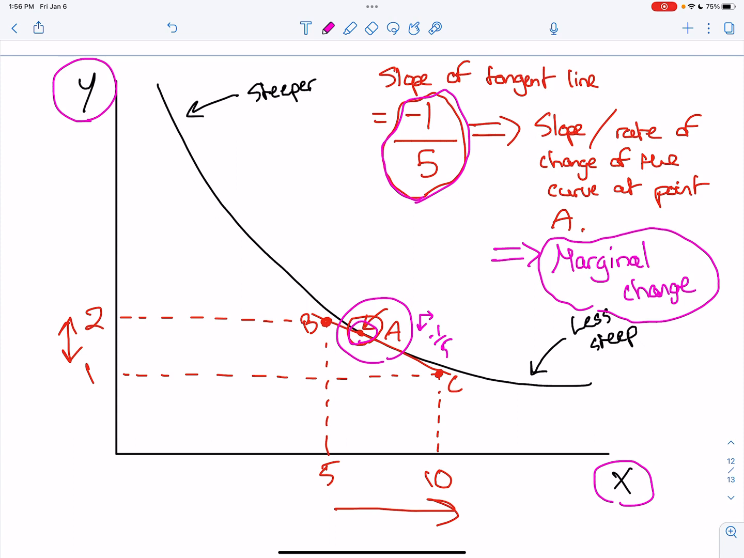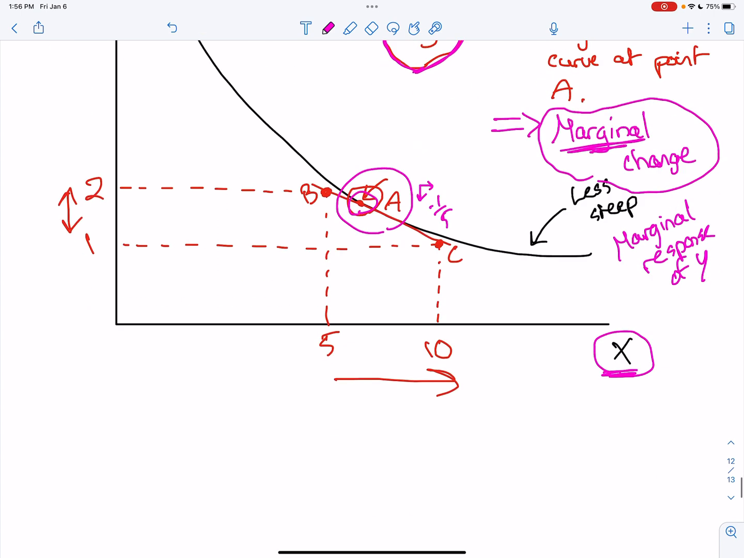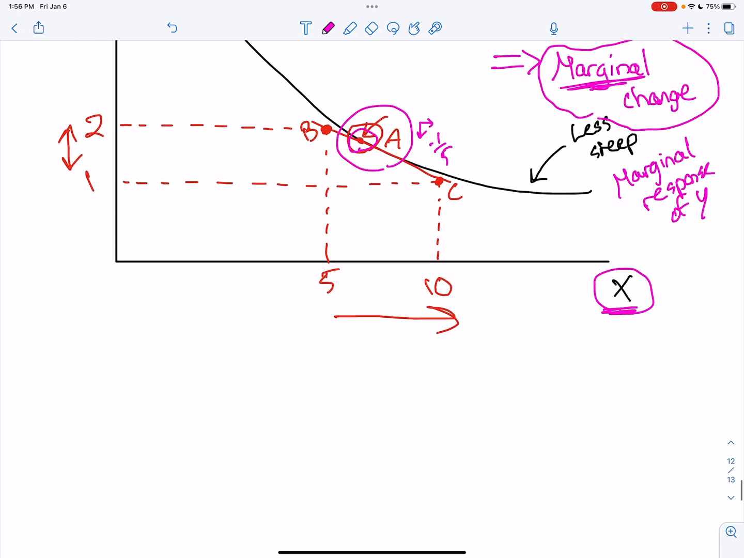Okay, so last thing for this video, we're going to talk about functions that have... By the way, I forgot to mention, marginal change can also be denoted as the marginal response of y. Okay, so in other words, a tiny, tiny change in x creates a marginal response of y of negative 1 over 5. These are all equivalent terms, okay? The important word here is really, really marginal. Okay, sorry, I just forgot to mention that. Okay, back to what we were saying.